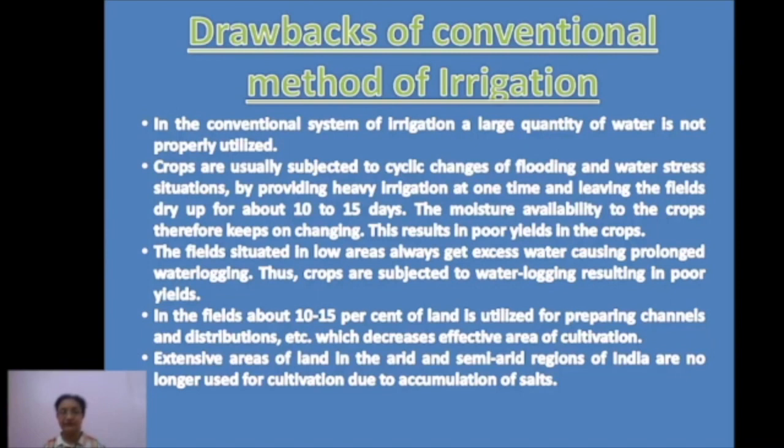Number two is that crops are usually subjected to cyclic changes of flooding and water stress situations. By providing heavy irrigation at one time and leaving the fields to dry up for a long period of time, for minimum 15 days or so, the moisture availability to the crops keeps on changing, which affects the total production, which affects the total yield of the crops.